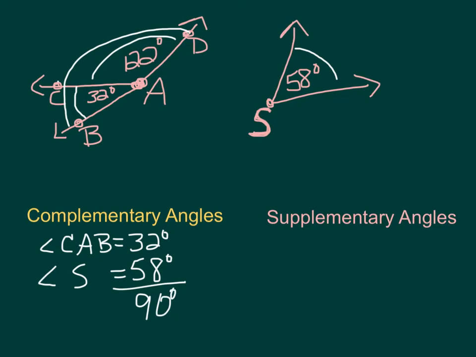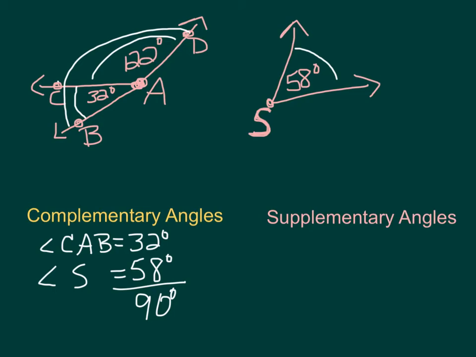Okay, also, now we're going to supplementary angles. Supplementary angles are angles that add together to be 180 degrees. Now, I'm going to ask you that on the quiz. I'm going to ask, what is a complementary angle? What is a supplementary angle? And you need to know that complementary angles are two angles that add together to give you 90 degrees. Supplementary angles are two angles that add together to give you 180 degrees.